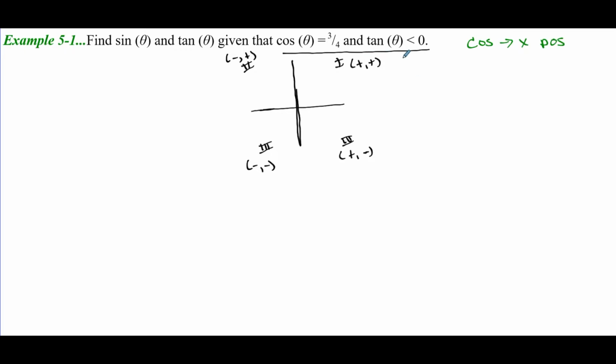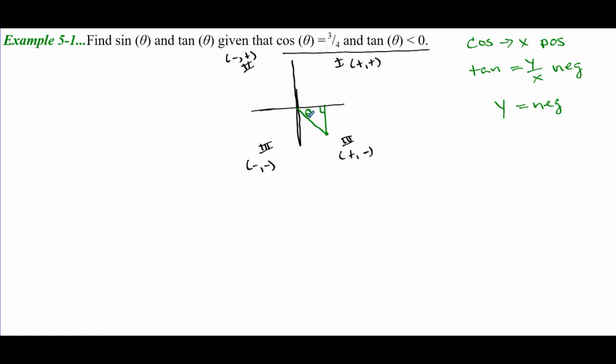And then my tangent value is less than 0. So my tangent, which is y over x, is negative. So my x coordinate's positive, and then my y coordinate has to be negative for me to get a negative answer here with y divided by a positive x value. So I know that my y value is also negative. So what quadrant has an x coordinate that's positive and a y coordinate that is negative? That's quadrant 4 here. So I'm going to draw my triangle in quadrant 4.